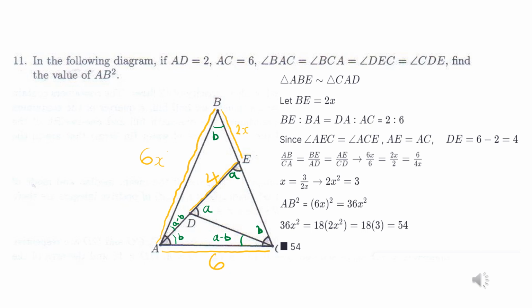Okay, let's start with our first question. Question 11. In the following diagram, if AD is equal to 2, AC equal to 6, and all these following angles are equal to one another, find the value of AB squared.